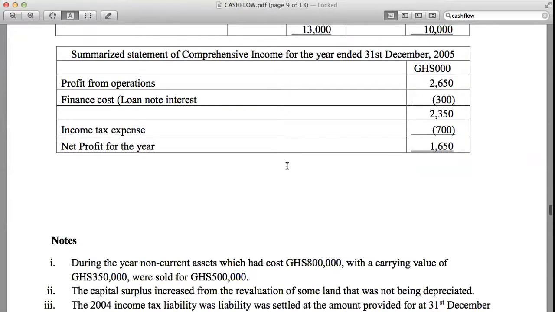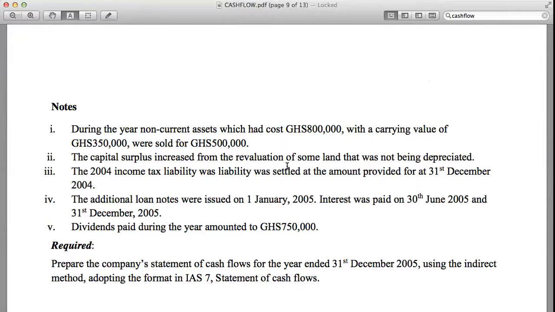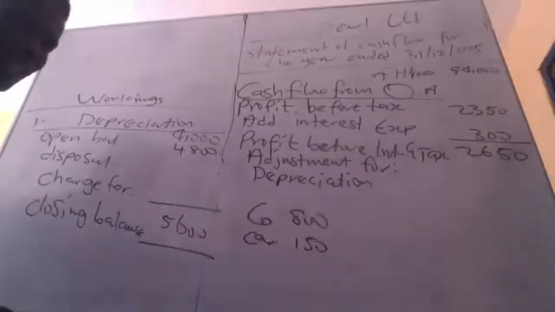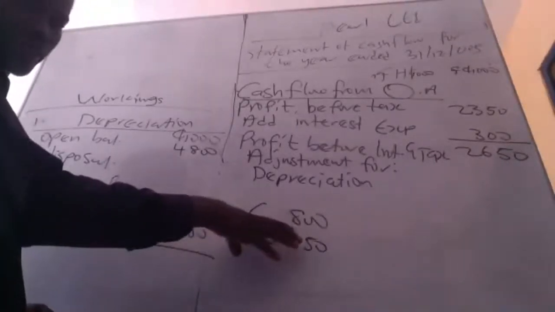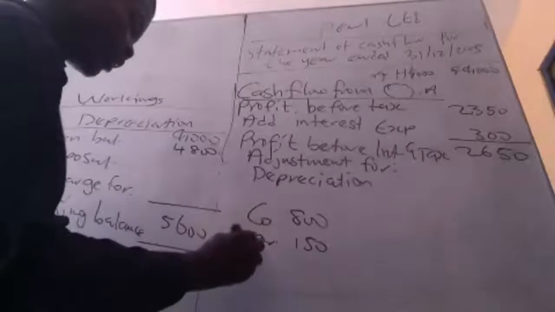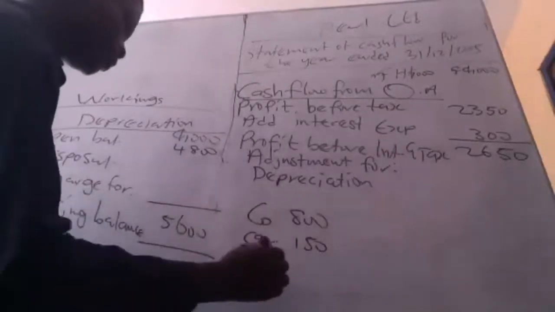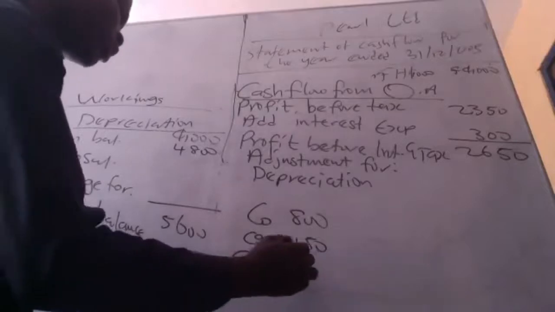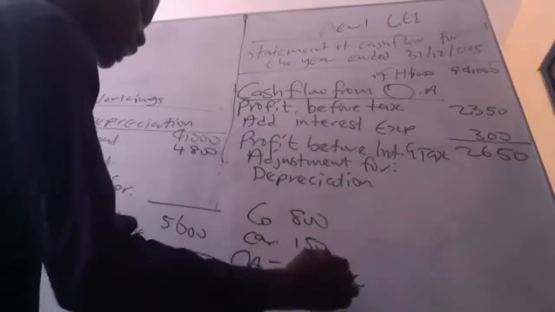Now, according to note 1, during the year, a non-current asset which had a cost of 800,000 with a carrying amount of 150. So what will be the accumulated depreciation? Now the cost of the asset is 800, but the carrying amount is 150. How do you get a carrying amount? Carrying amount is equal to cost less what? The accumulated depreciation.